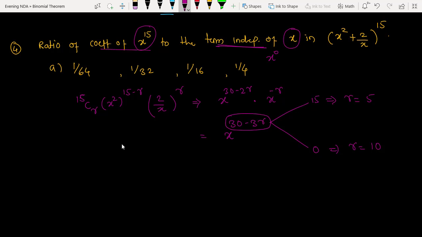अभी वो क्या पूछा है? अभी इनका रेशो पूछा है उन्होंने. So what is the term you are getting for 5 as well as for 10? Okay. Now see here.